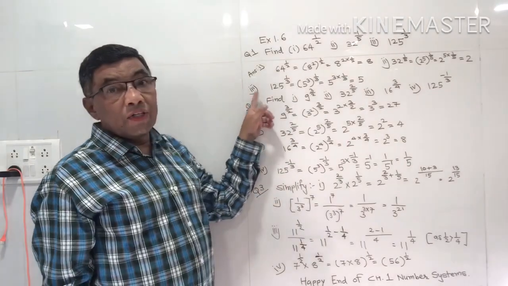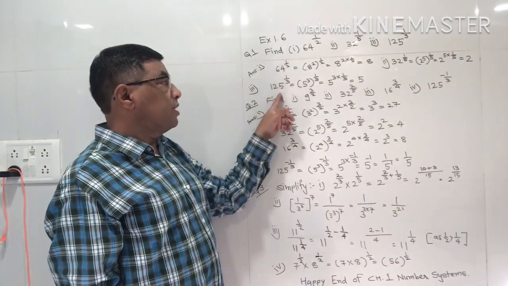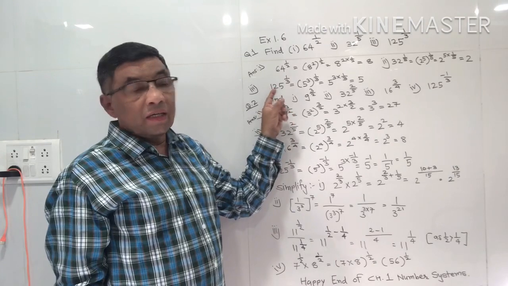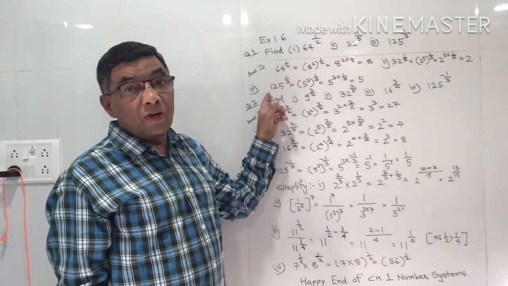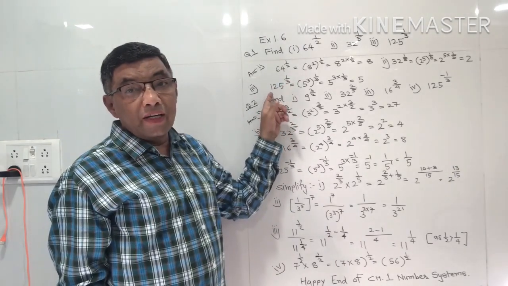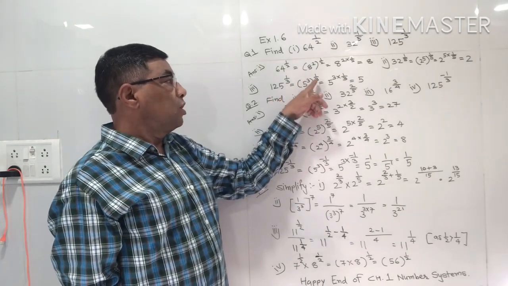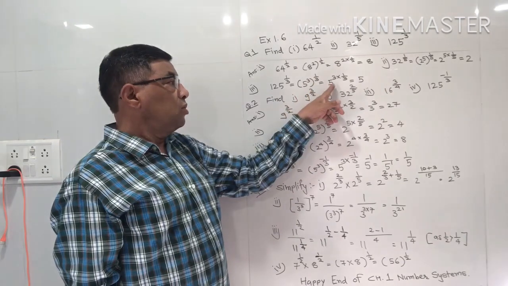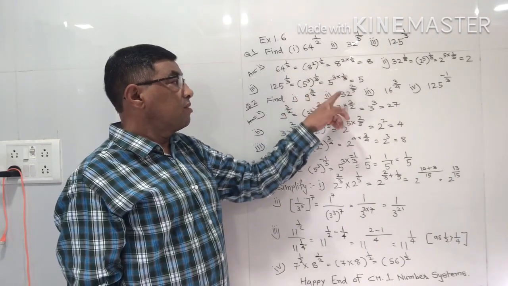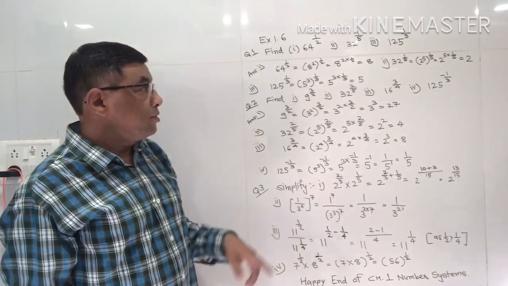Third one, which is 125 raised to 1 by 3. So once again we think that 1 by 3 is given. So is 125 the cube of any number? Yes, it is. So we write 5 raised to 3 whole raised to 1 by 3. And so 3 into 1 by 3, the 3 cancels and we get the answer 5.